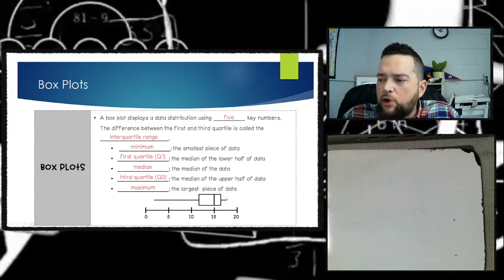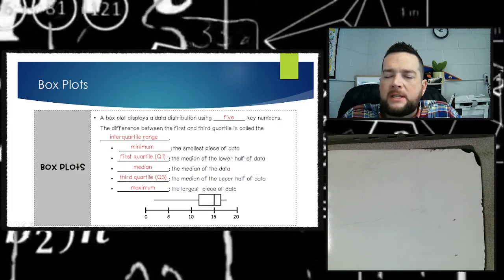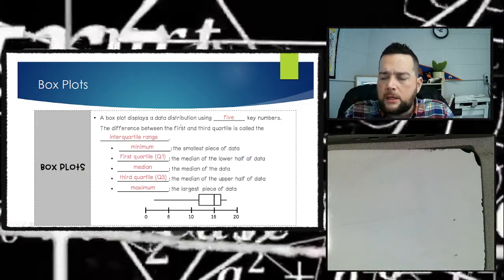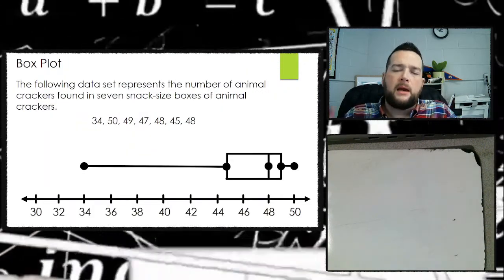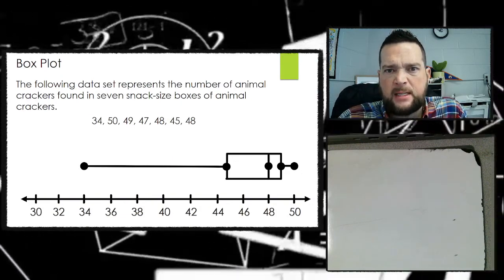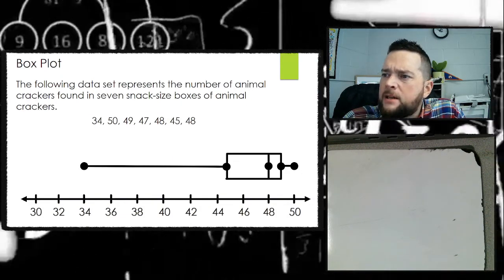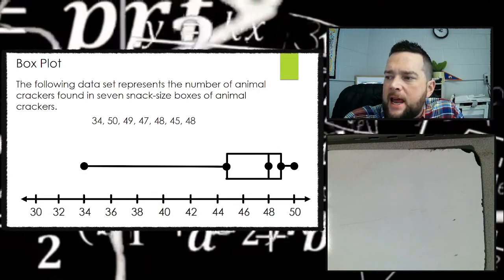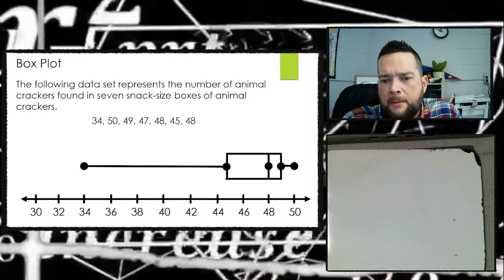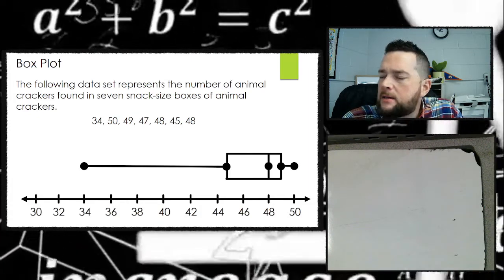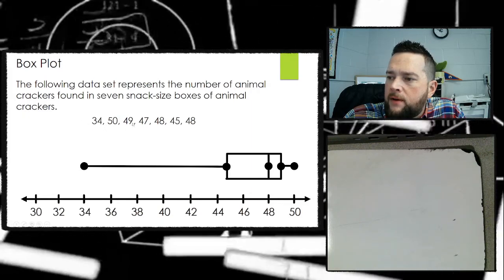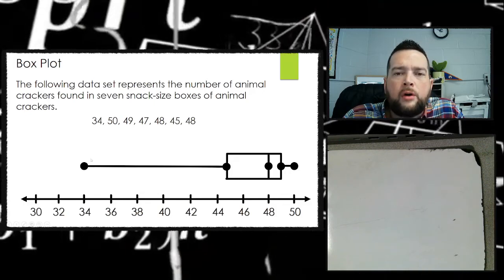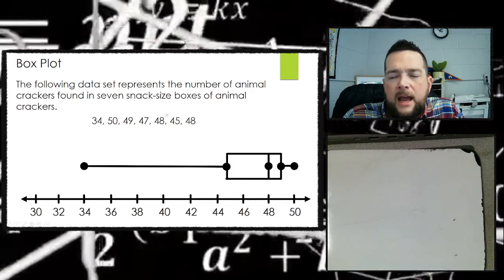And then the actual box itself represents the interquartile range, the distance from Q1 to Q3. So let's take this box plot and make sense of it. It says the following data set represents the number of animal crackers found in 7 snack-sized boxes of animal crackers. And you've got these different numbers right here, 34, 50, 49, so on and so forth. This box plot down below represents this data right here.